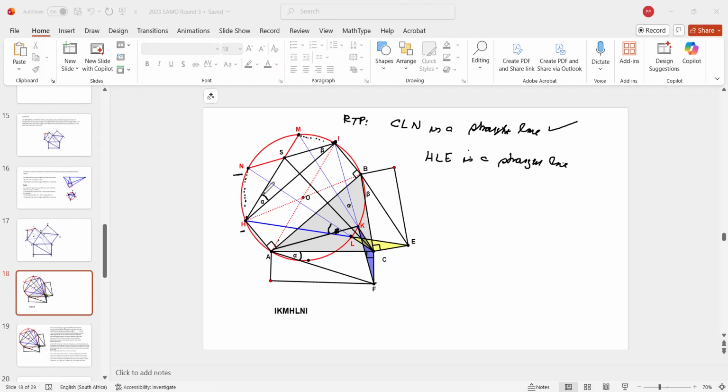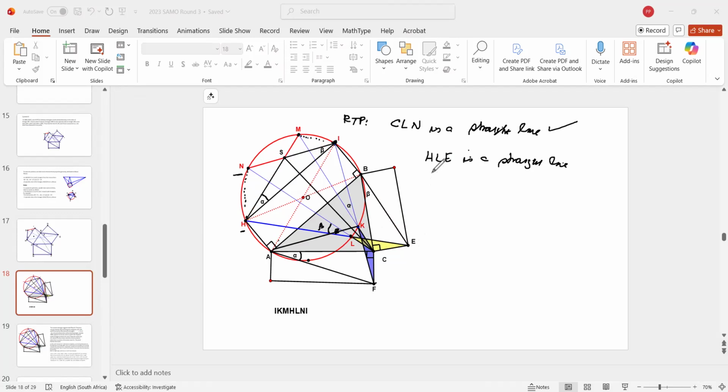Now, does HN subtend any known angle on the circumference? And yes, it's this angle here, because I is on the circumference. So NIH is subtended by HN, but this angle is beta. Therefore, this angle has to be beta. All right, so we got one angle is beta. Now we have to try to show that this other vertically opposite angle is also beta.